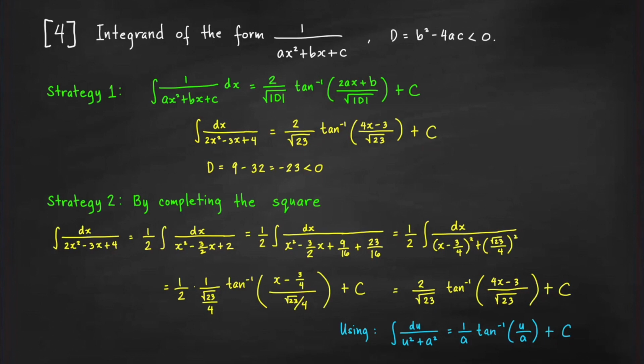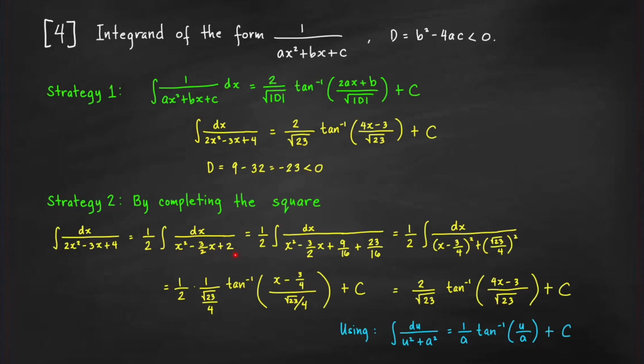We may also evaluate the integral by completing the square. So here, if we evaluate this integral by completing the square, again, we first factor out 1/2 to make the coefficient of x squared equal to 1. It's easier to complete the square. So you'll get here x squared minus 3/2 x plus 2.